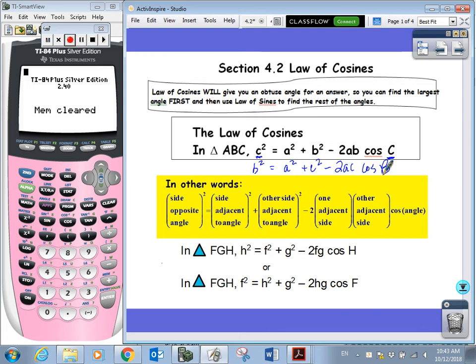Now, don't get this confused with the area of a non-right triangle. We're not finding the area. Now we will. We'll bring that back up at the end of this unit when we start our navigation problems next week, Tuesday, Thursday. But for right now, you have law of sines and law of cosines. But that area is going to come back in, and you can't get confused with the area versus the law of cosines. Law of sines, use sine. Law of cosines, use cosine.